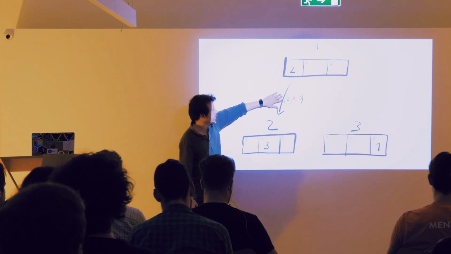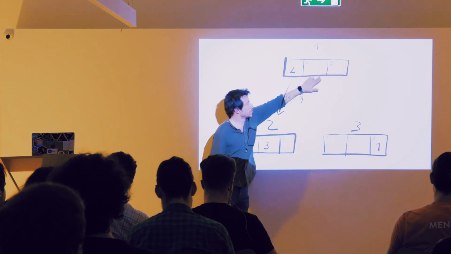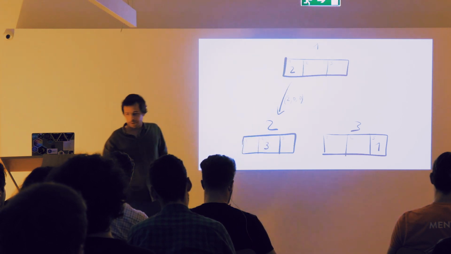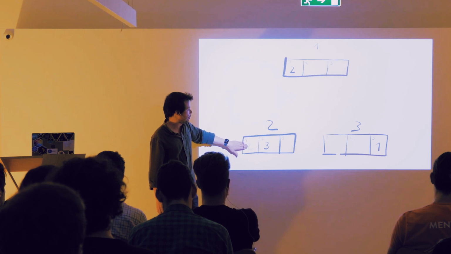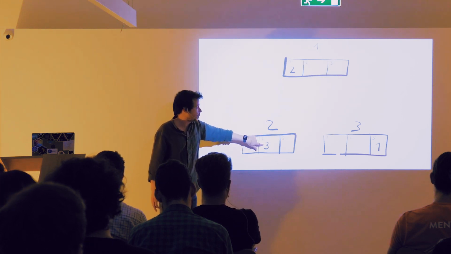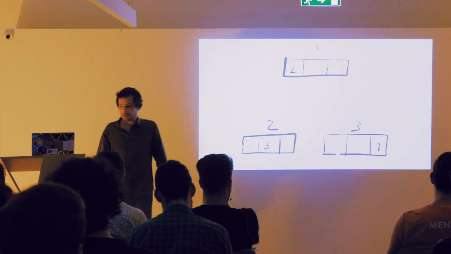So the first thing is that peer 1 sends a message to peer 2 containing the state, which is 2, 0, and 0. Okay, so peer 2 incorporates that state. The maximum of 0 and 2 is 2. The maximum of 0 and 3 is 3. The maximum of 0 and 0 is 0.